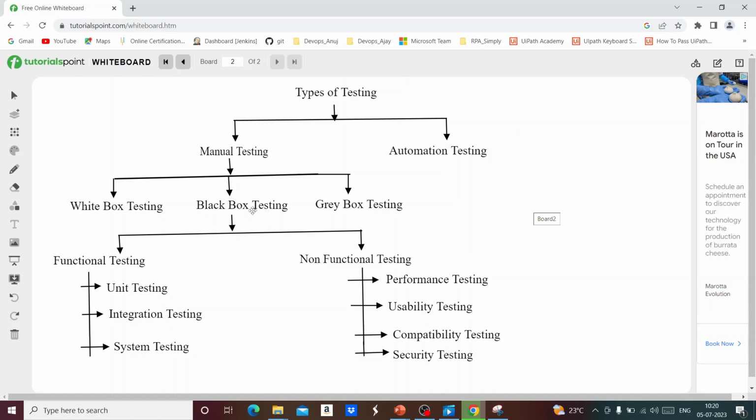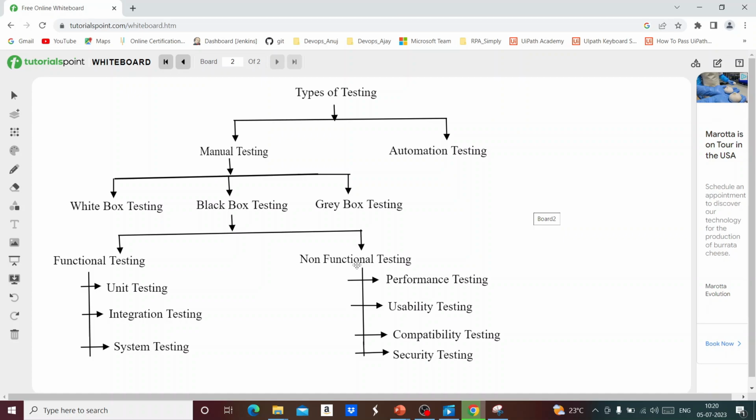Then black box testing is categorized into functional testing and non-functional testing. Friends, please remember this type of interview question will come very frequently. They'll be asking you what are all the different types of testing, what is white box testing, what is black box testing, what is gray box testing, how black box testing is divided. They'll be asking you what is functional testing, what is non-functional testing. All those things I'll be covering in my later videos.